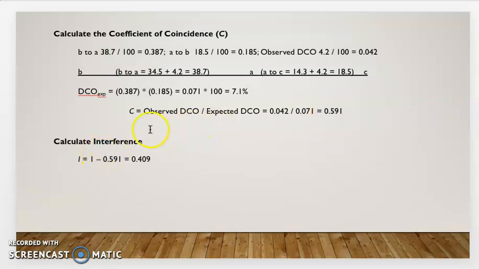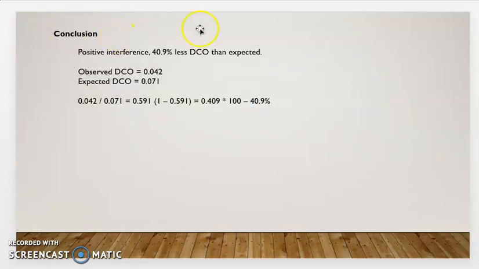Now the next step in the problem is to calculate the interference, and we are going to simply take 1 minus our coefficient of coincidence, and it comes out to be 0.409, and that is our calculated interference. So the conclusion from this problem is that there is a positive interference because we came out with a positive number. We had 40.9% fewer double crossovers than expected.